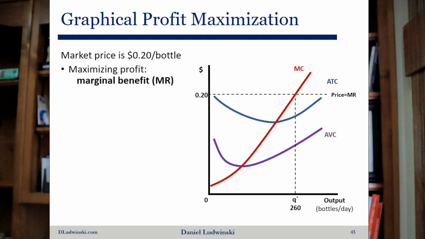To maximize profit, we look at the marginal revenue from each bottle sold, and that marginal revenue is just the price. The total revenue is price times quantity. So the extra revenue we get from each bottle sold is the price, that 20 cents.